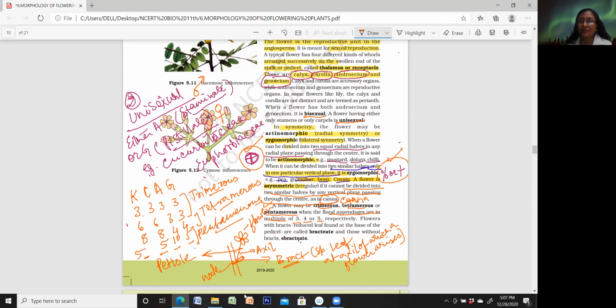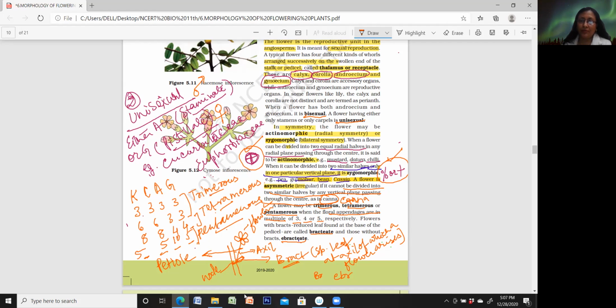Now, when a flower has a bract, you call it bracteate, and when it is without a bract, you call it ebracteate. So in the floral formula, we write Br at the beginning if the flower is bracteate, or we may write EBr if there is no bract, ebracteate.